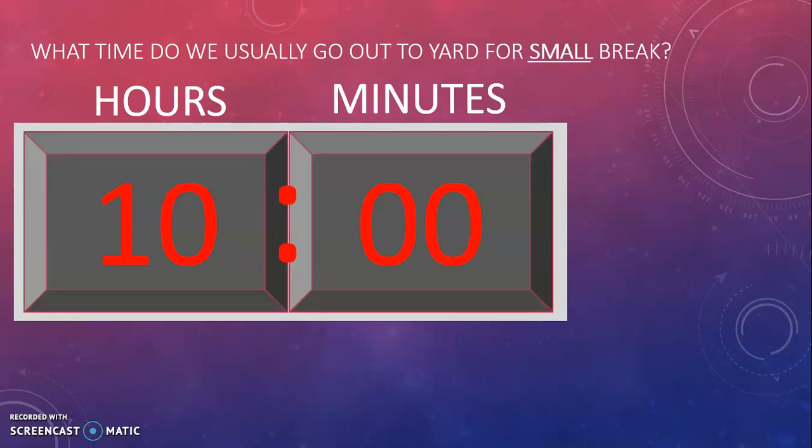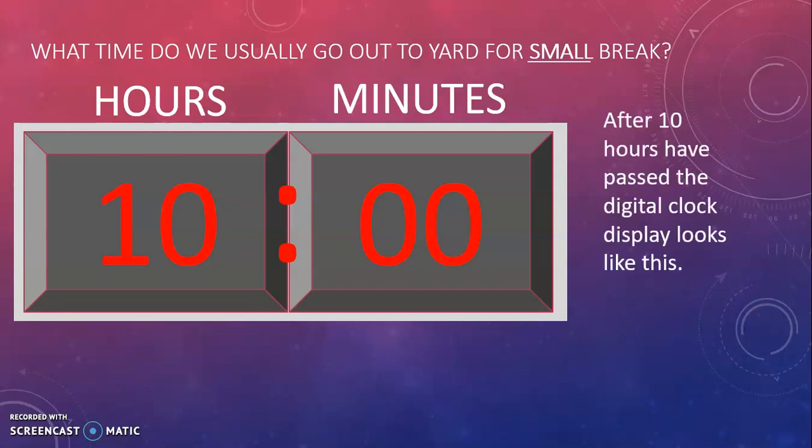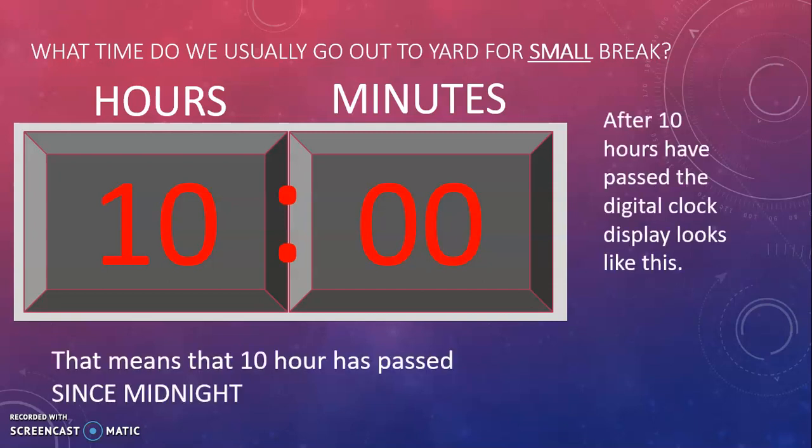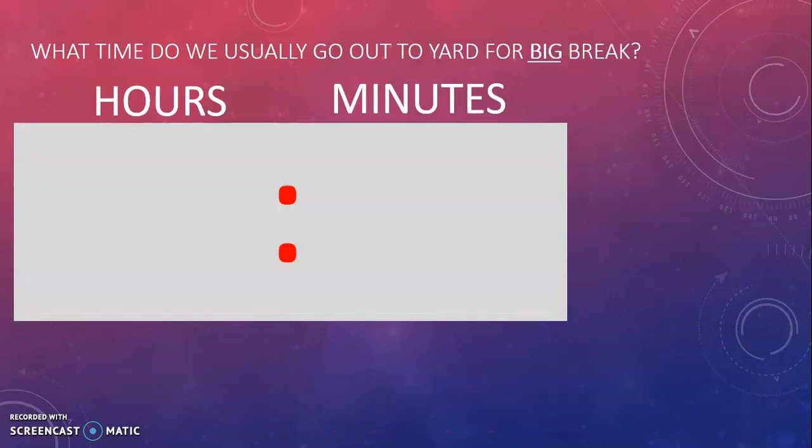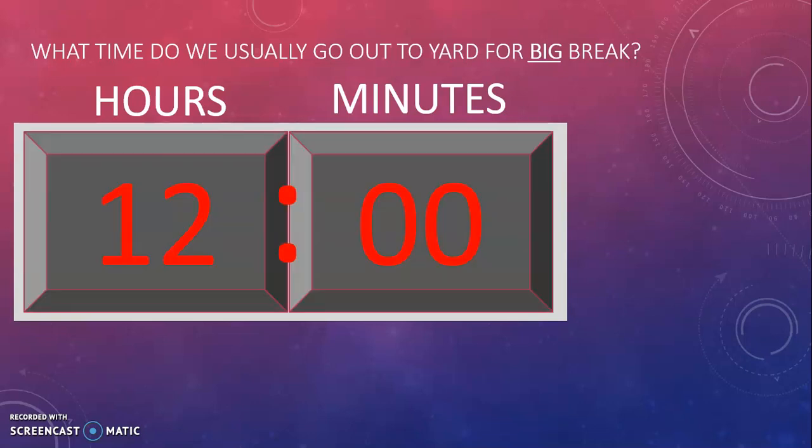After 10 hours have passed, the digital clock looks like this. And that means that 10 hours have passed since midnight. That means that the time is 10 o'clock in the morning, and that is when we usually go for our small break. But what about big break? This is what the clock says after 12 hours have passed since midnight.